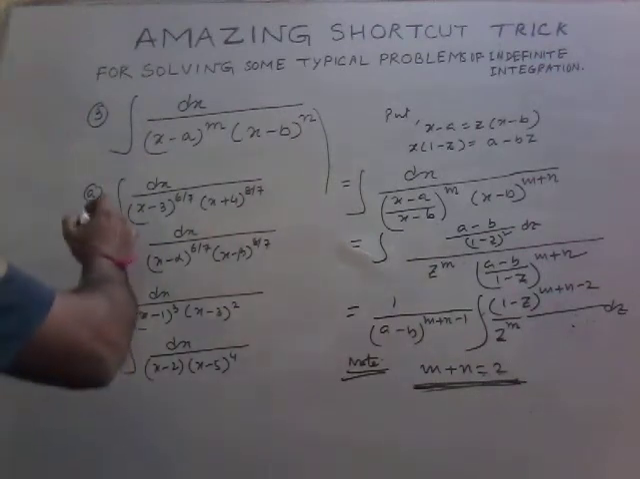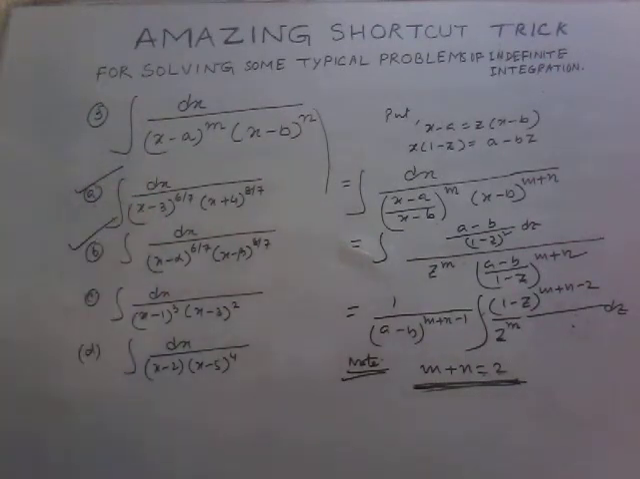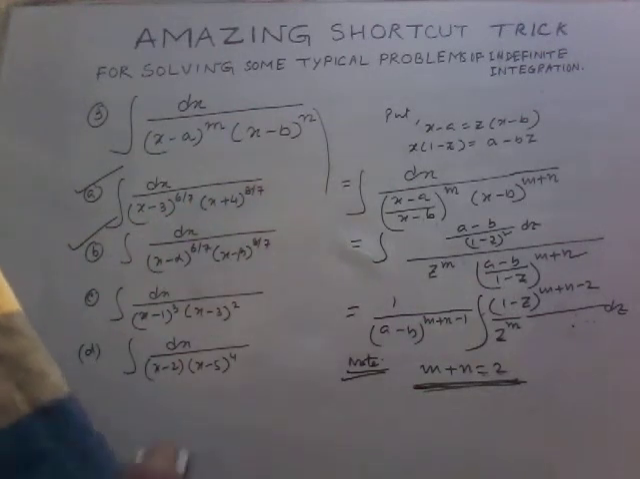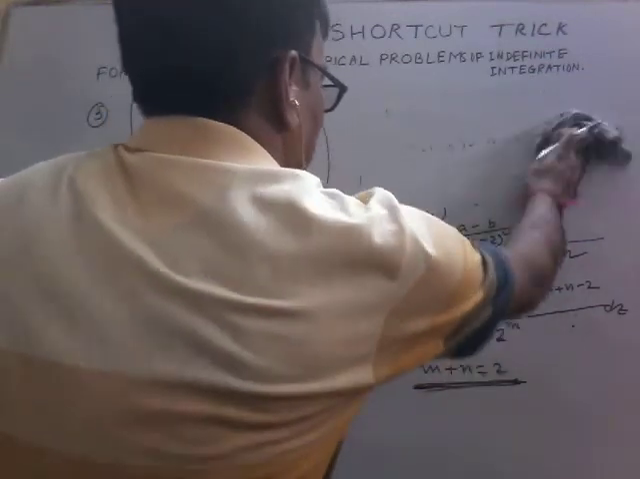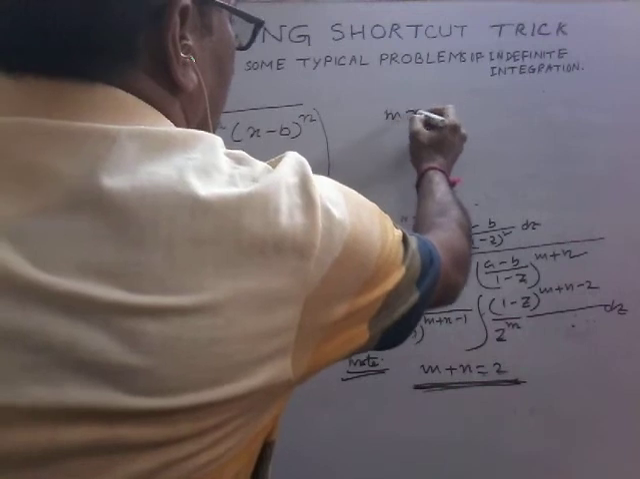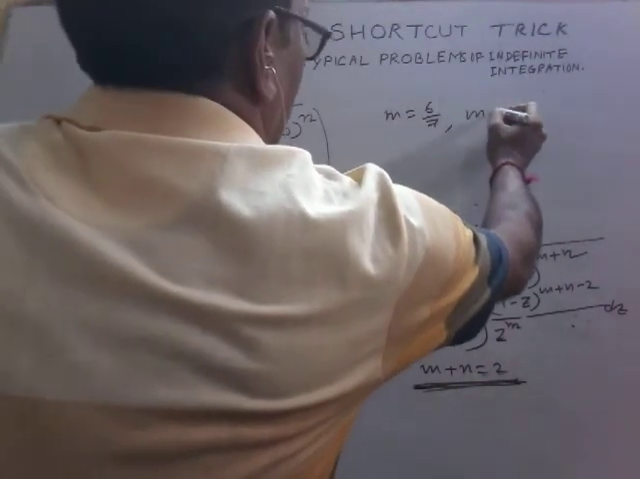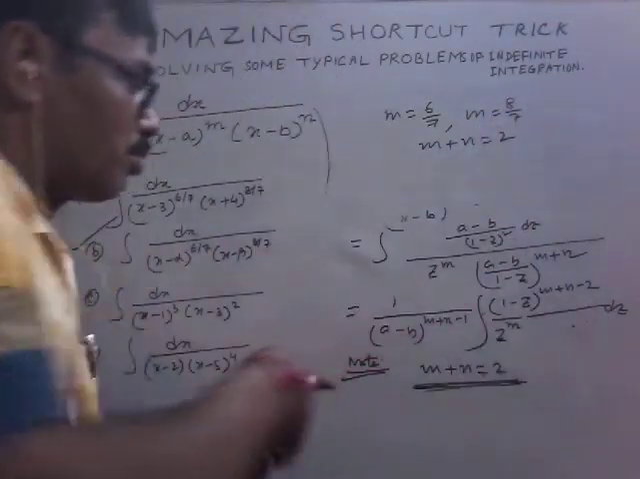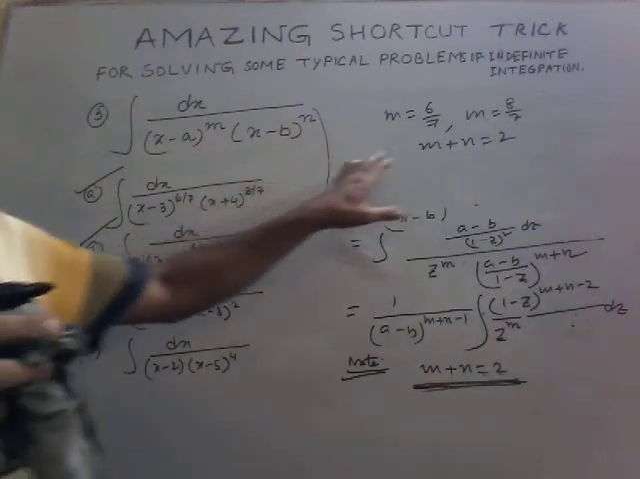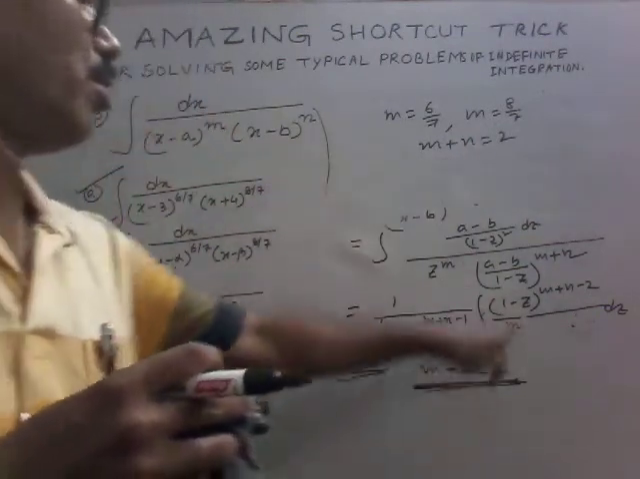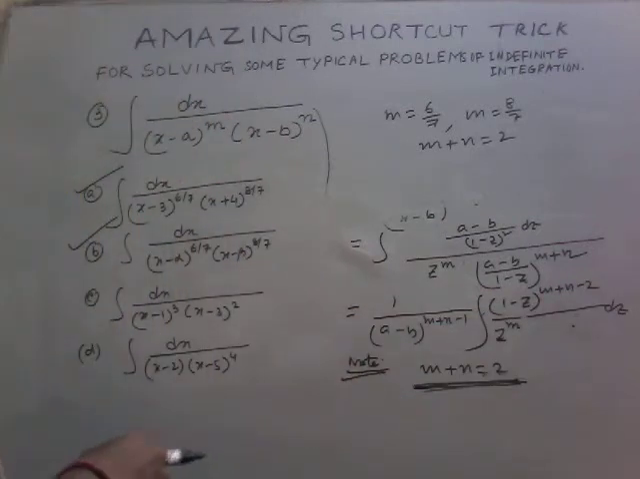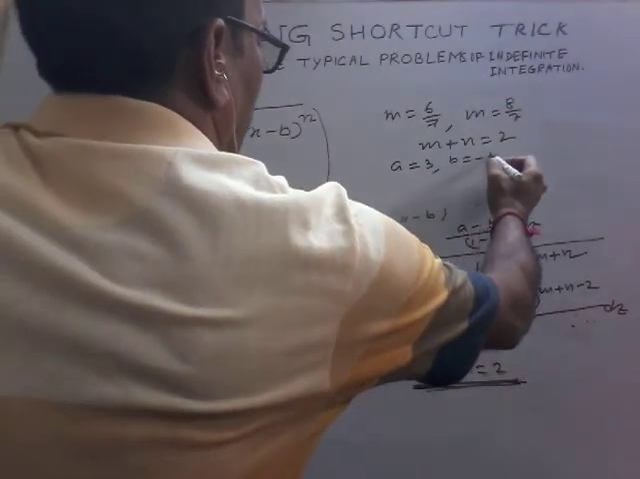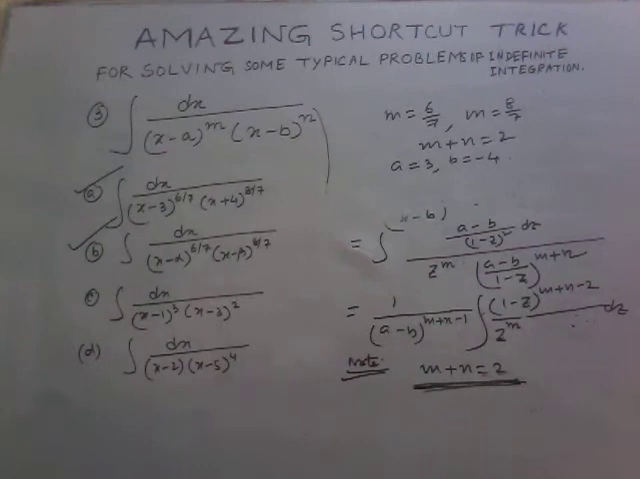So let us apply this to a problem. Look, for problem number A and B, what is m? m is 6 by 7, and n equals 8 by 7. So m plus n equals 2. If m plus n equals 2, then it is very easy to solve because this part is absent. Now what is a? a equals 3 and b equals minus 4.